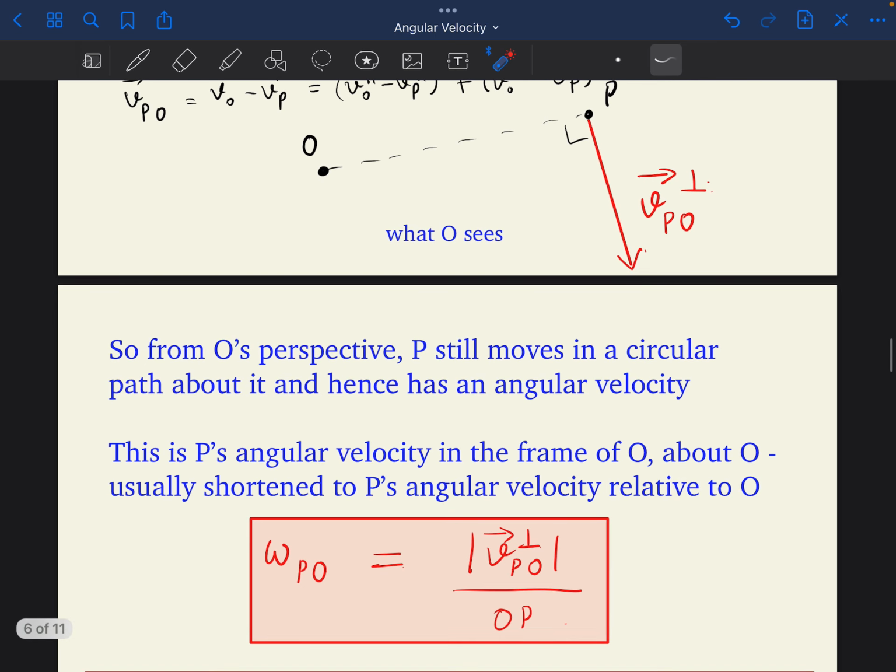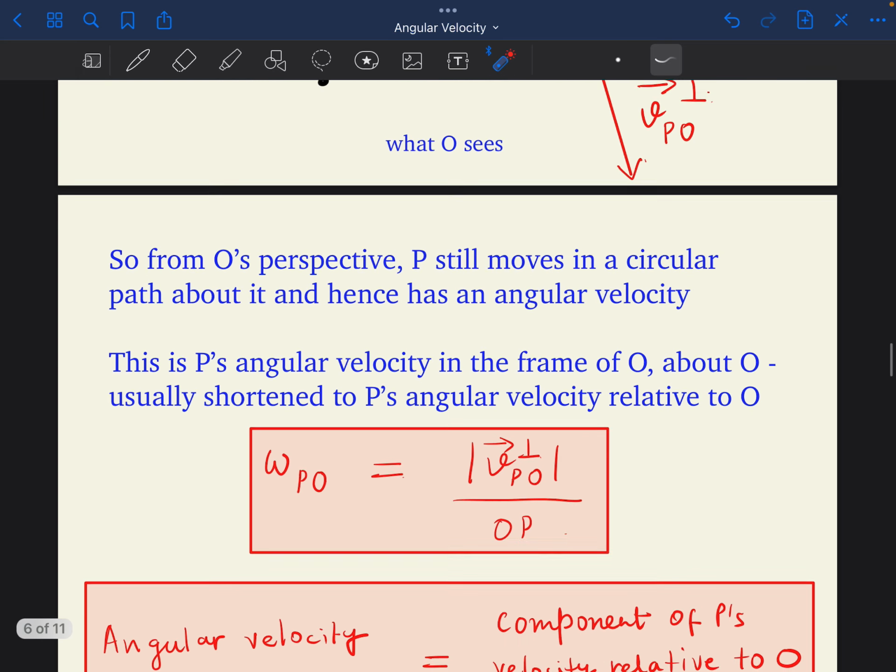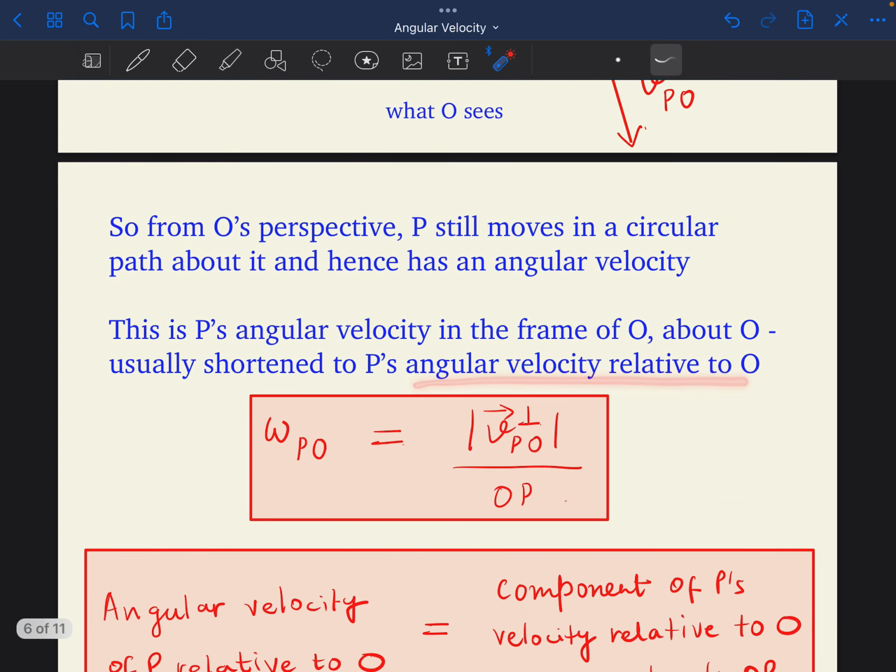So one more thing that I should have added in the beginning as well, that this angular velocity of P, we call it the angular velocity about the point O. We also add this qualifier, these two words, about O: angular velocity of P about O. So this time it is angular velocity of P in the frame of O and also about O. So the two facts are joined together here, that it is angular velocity in the frame of O and about O, right? And in short, it is called P's angular velocity relative to O.